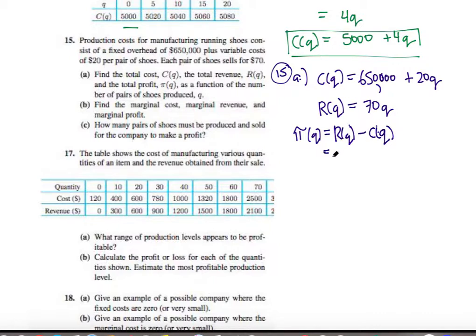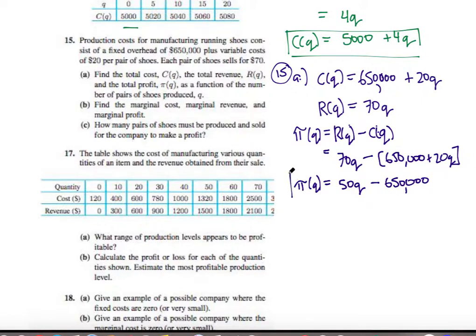So for us, this would be 70Q minus 650,000 plus 20Q. So my profit function would end up being 50Q minus 650,000. Which tells you that we're going to be making negative profit until 50Q is equal to 650,000.